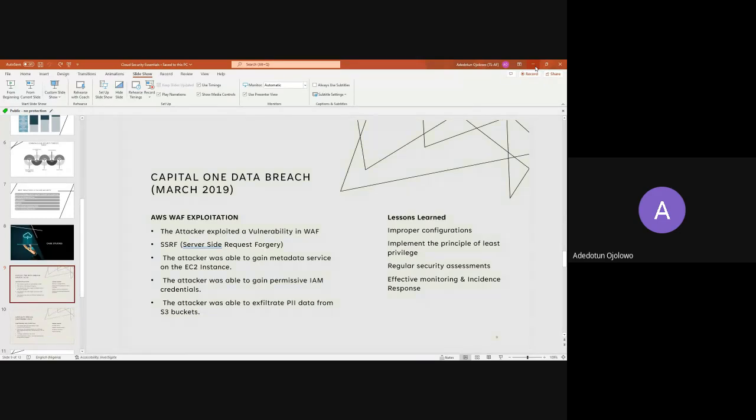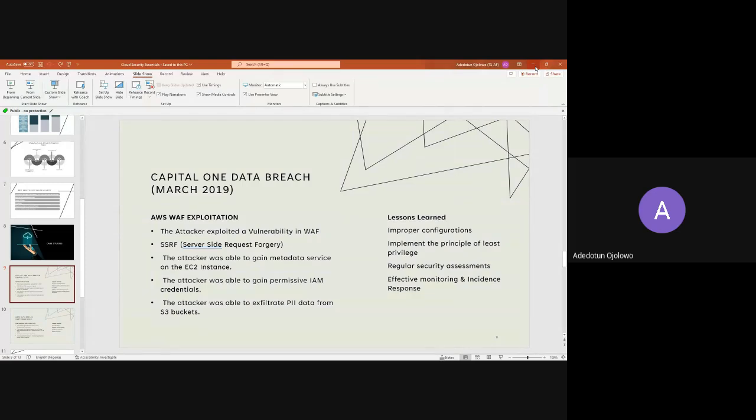This S3 bucket had a lot of PII information in it. Some of this PII included people's personal information: their names, addresses, phone numbers, email addresses, and also things like their credit scores, credit limits, and payment history. We also had things like their social security numbers and the bank accounts of customers in the United States. This was how an attacker was able to exfiltrate PII data, and basically everything was exposed.